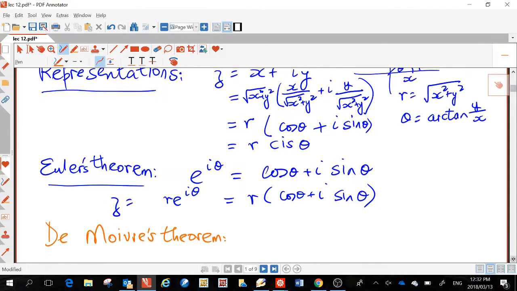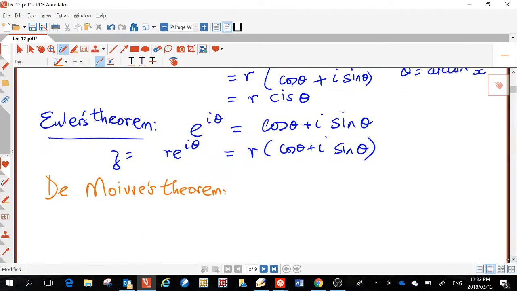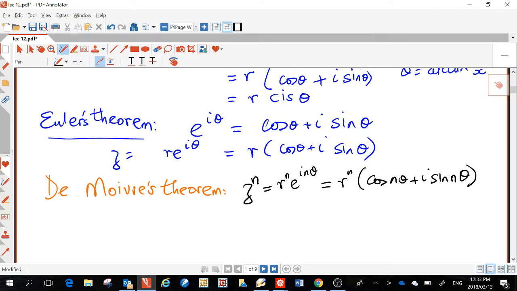You recall De Moivre's theorem? If you raise both sides to the power n, z to the power n, you'll get r to the n e to the i n theta, or you can have r to the n there, cos n theta plus i sine n theta. So incredibly, the exponent n finishes up here, cos n theta. Again, one can prove that with mathematical induction.